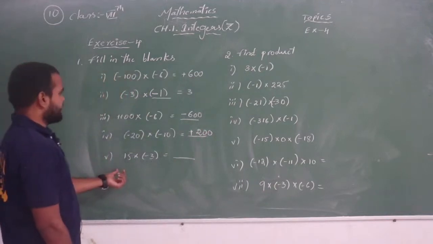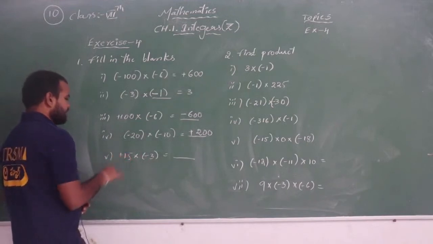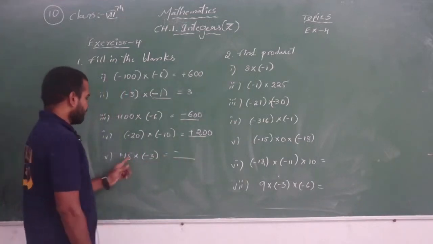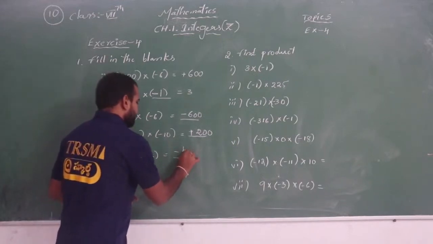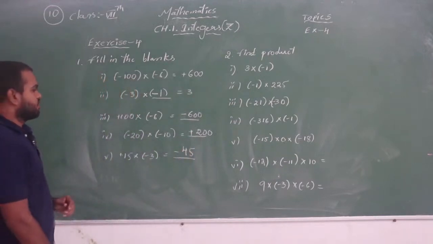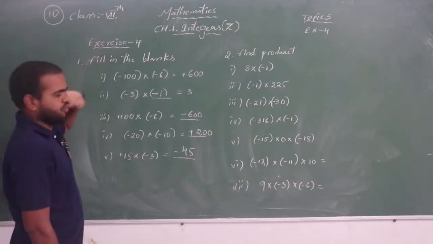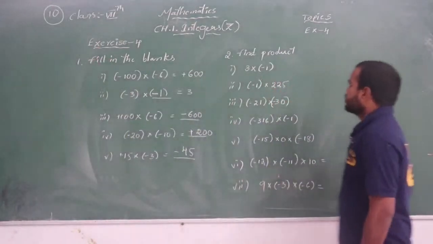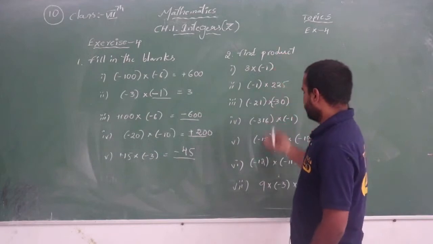Now see the last one: 15 into minus 3. Nothing there means plus, right? So plus into minus is nothing but minus. 15 threes are how much? 45. So it is nothing but minus 45. So this is the first question of exercise 4. Okay, now see the second question: find the product of the following numbers. We have to find the product of all these.